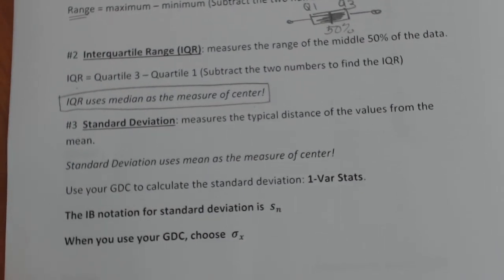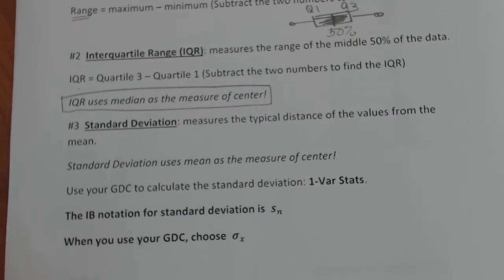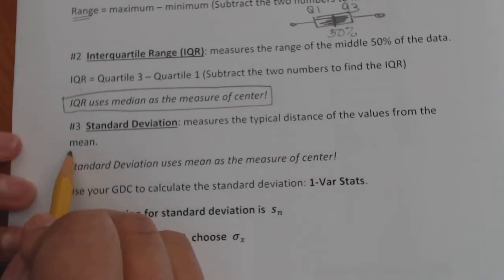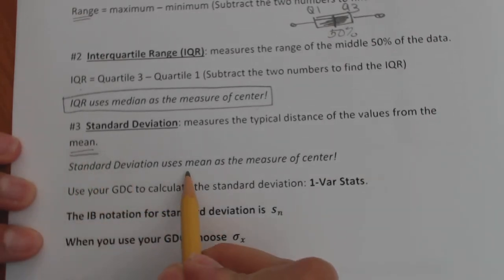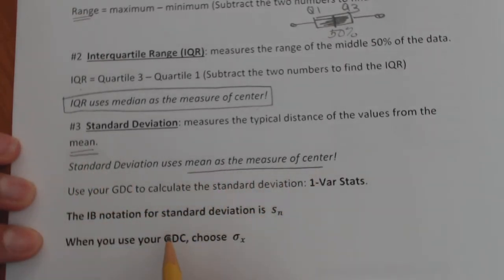The next one, which is the last one, is standard deviation. That measures the typical distance of the values from the mean. Now, standard deviation is a big concept. You've probably heard about it in science. We are going to investigate standard deviation more deeply, but not today. What I want you to know about today is that it measures the distance from the mean, which means it uses the mean as its measure of center.